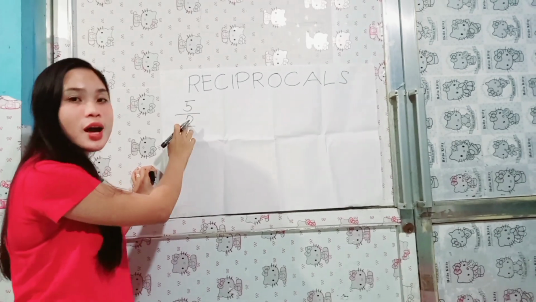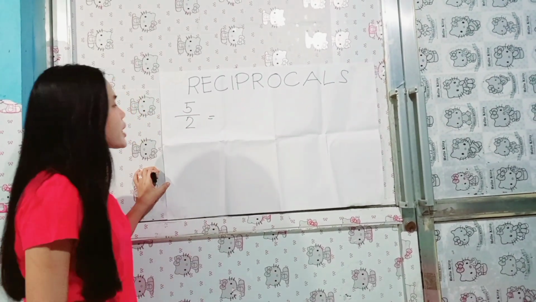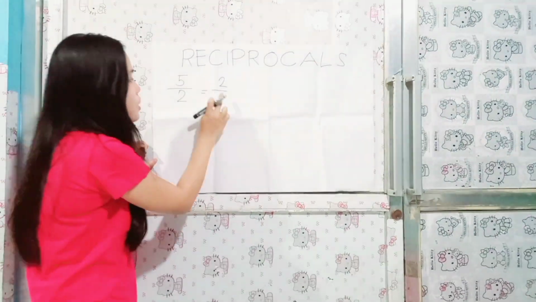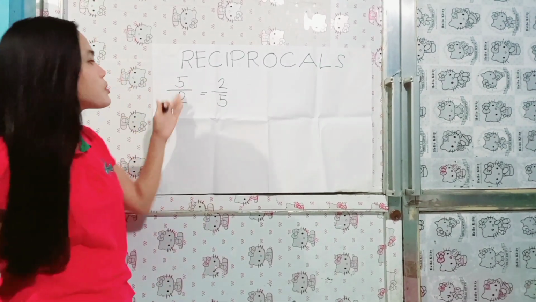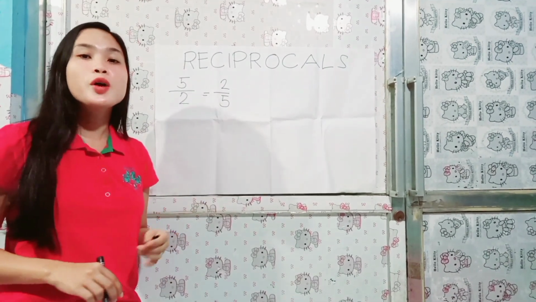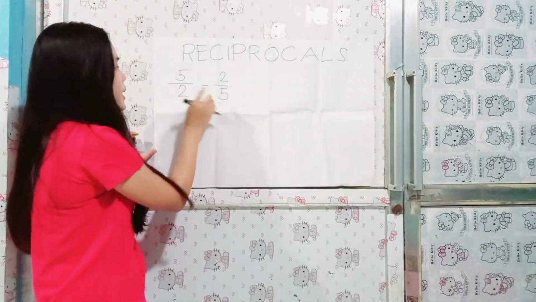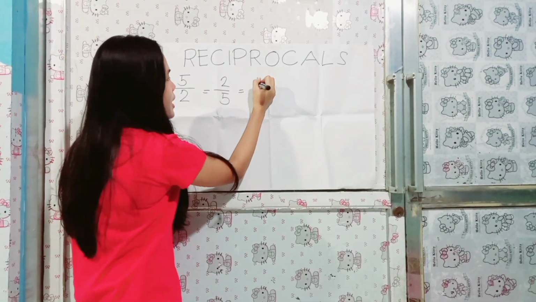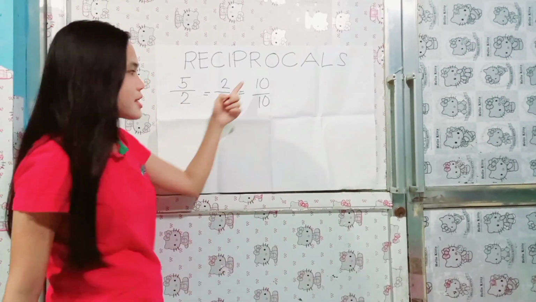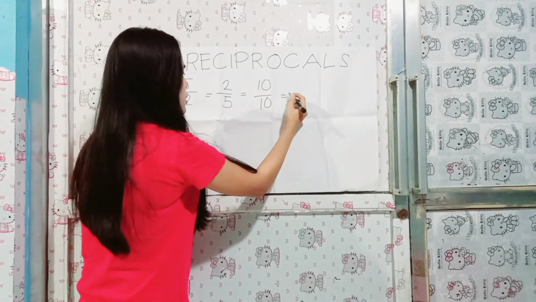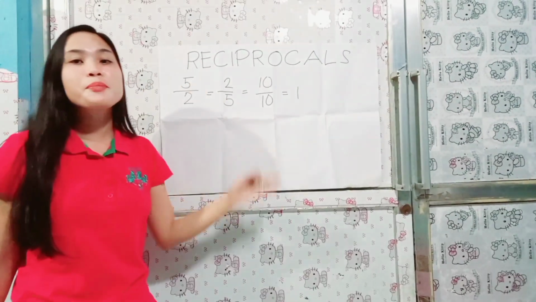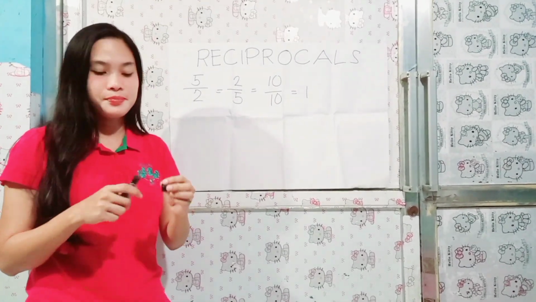So the reciprocal of 5 over 2 will become 2 over 5, where 2 is our numerator and 5 is our denominator. The numerator and denominator are interchanged. According to the definition, reciprocals are pairs of fractions whose product is 1. So let's check. Let's multiply. 5 times 2 is 10. 2 times 5 is 10. 10 divided by 10 is 1. Therefore, 5 over 2 and 2 fifths is an example of reciprocals.